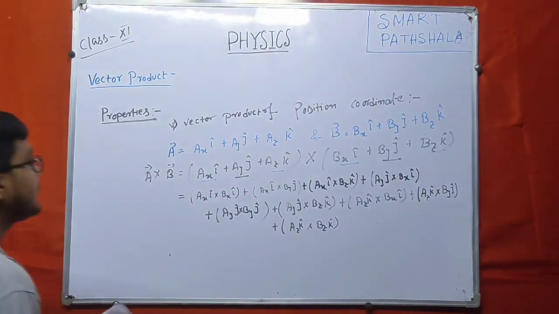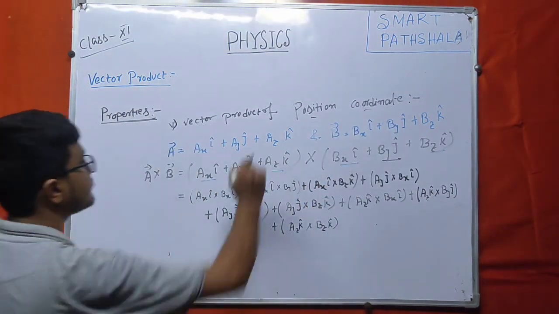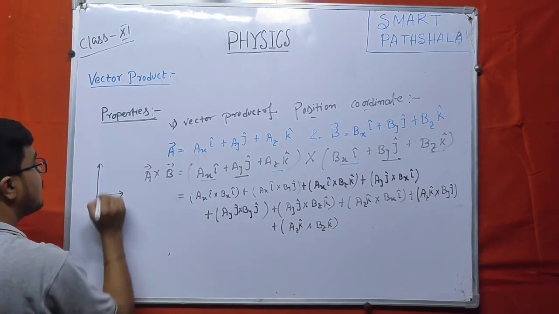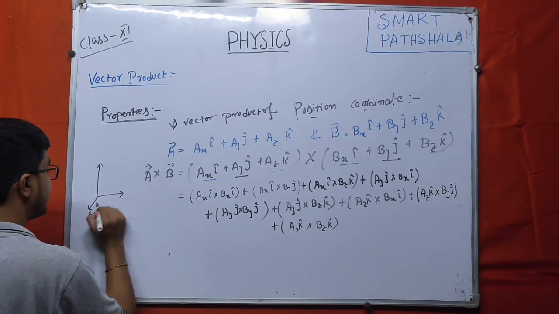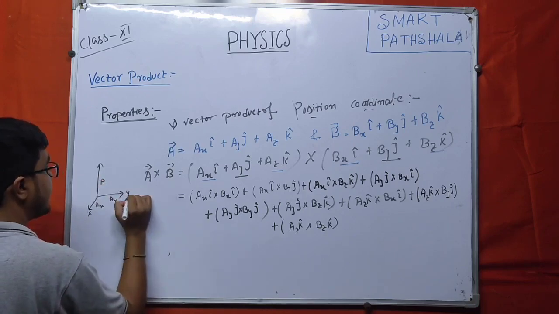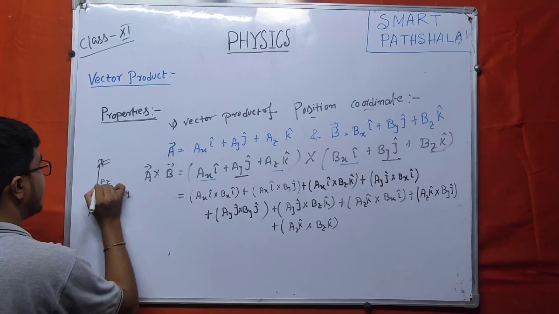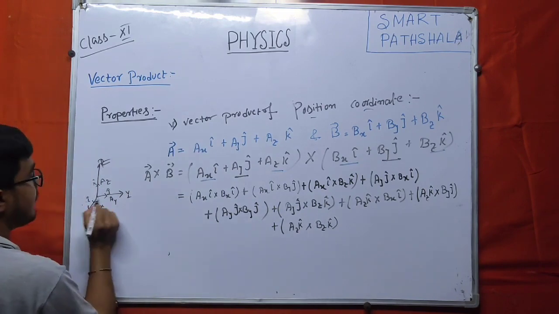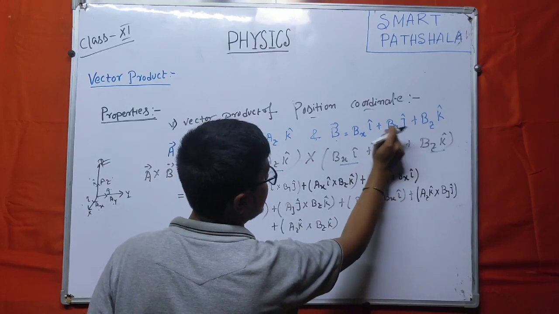Now our fifth property: vector product of position coordinates. Position coordinates means you are given a vector and you have to resolve the vector along the axes. That is, a vector along the x-axis is taken as ax, along the y-axis as ay, along the z-axis as az. Here the unit vectors are I cap, j cap, k cap. So a vector can be written as ax I cap plus ay j cap plus az k cap. Similarly, b vector can be written as bx I cap plus by j cap plus bz k cap.